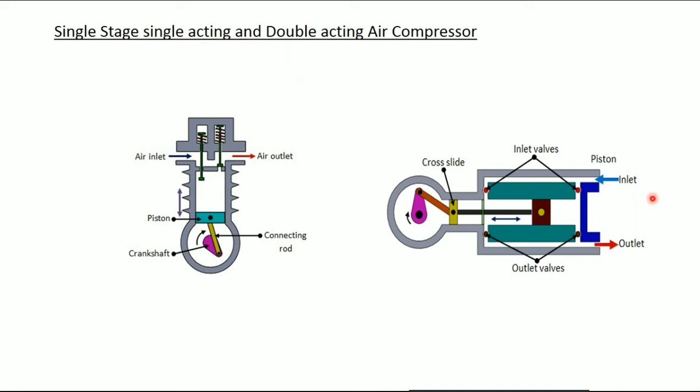This is the single stage double acting compressor. Double acting means both sides of the piston are activated, that is, suction and delivery take place on both sides of the piston. When the piston moves from IDC to ODC, suction takes place at the inner dead center, and at the same time, delivery takes place at the outer dead center. Like this, both sides of the piston are activated for suction and delivery. So this is the working of single stage, single acting and double acting air compressors.